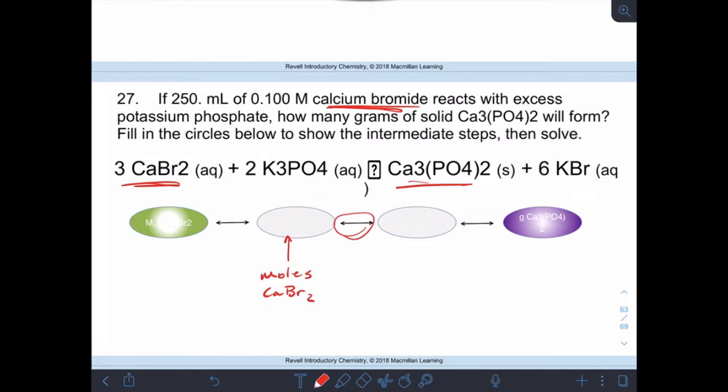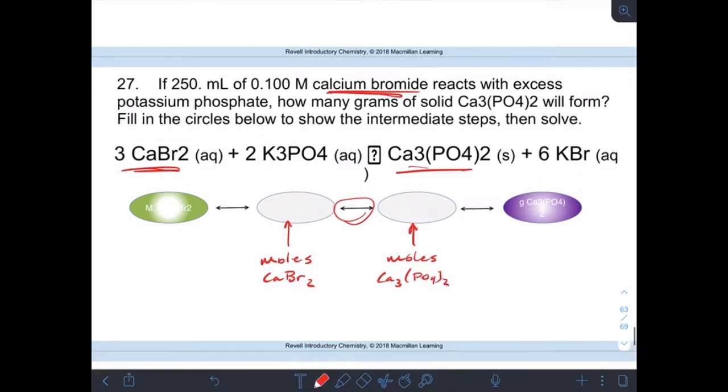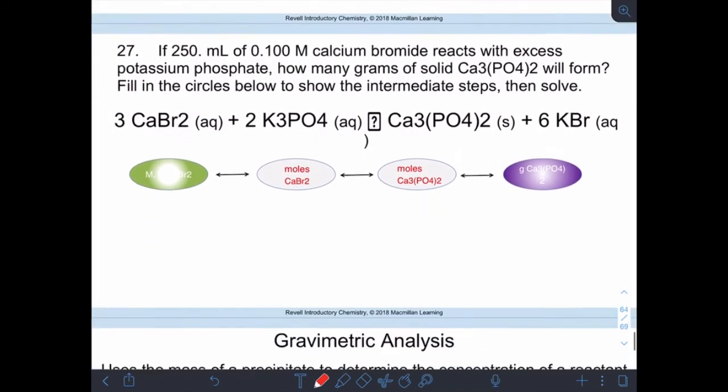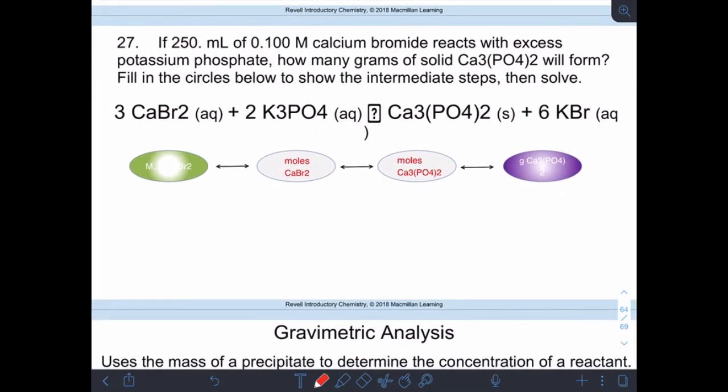And then I want to get to moles of the calcium phosphate. All right, so let's go ahead and go through that process.